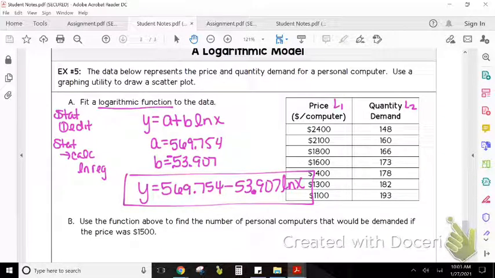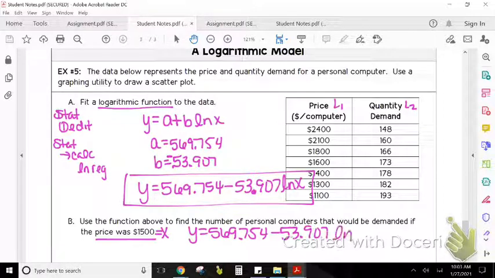All right, B says use the function above to find the number of personal computers that would be demanded if the price was $1,500. Price is $1,500. That was my L1. Those are my x's. So we're just going to plug in that x equals 1,500. So y equals this equation. And I'm going to plug in 1,500 for my x. And then we should get approximately 176 computers.